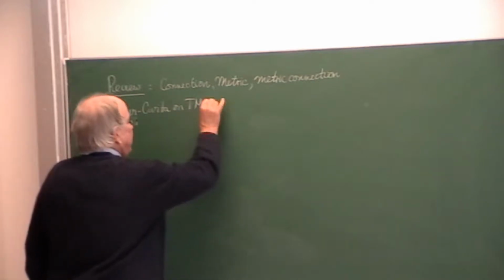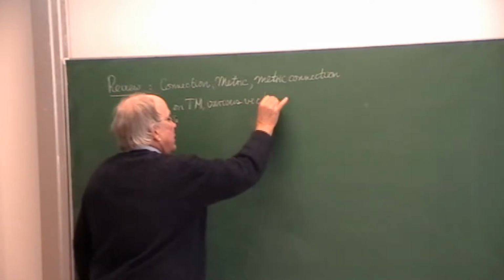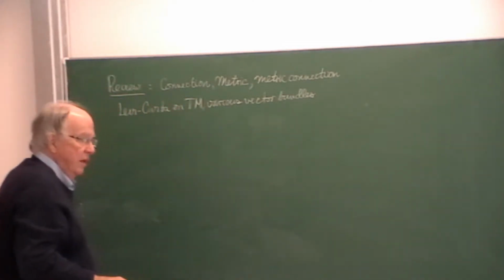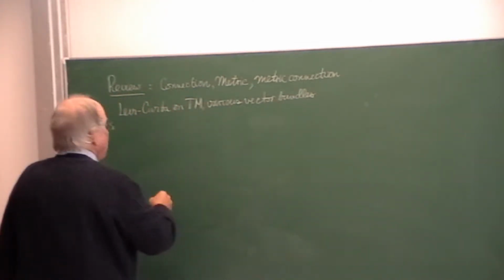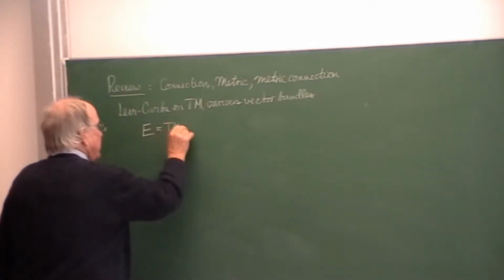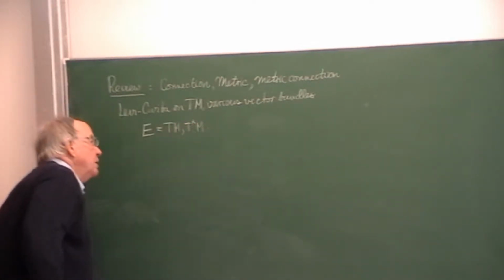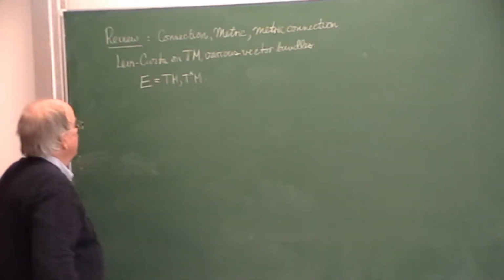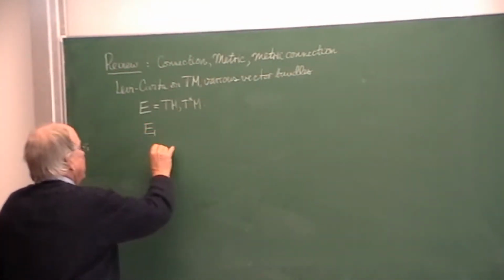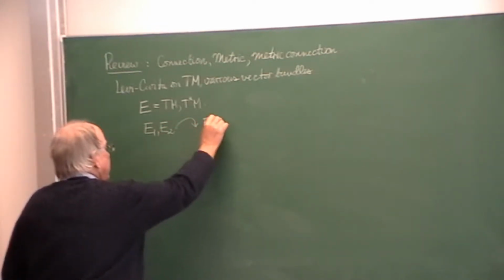And we have various vector bundles that we have to deal with. We usually call them E. For example, the tangent bundle is of fundamental importance, and when its dual is of importance. Then, if we have two vector bundles, say E1 and E2, whatever they are, then we can consider the tensor product.